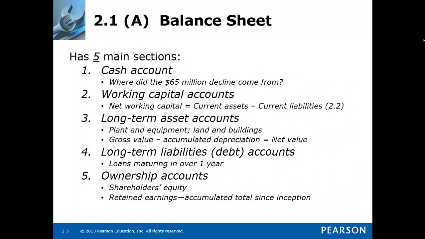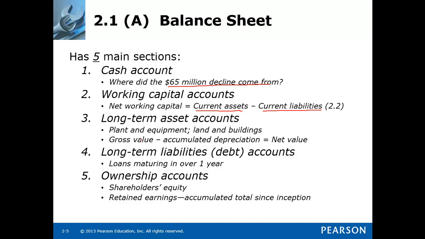So in summary, the balance sheet has 5 main sections. The cash account, and when looking at Batista products, we want to know where the $65 million decline came from. Working capital accounts, which are current assets minus current liabilities. This is the money coming into the company minus the money that's going to be going out of the company in the relative short term.